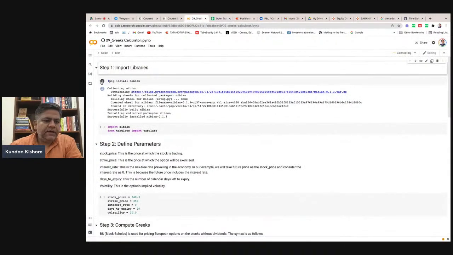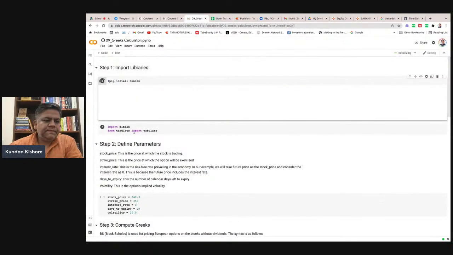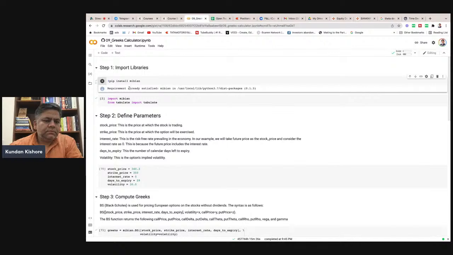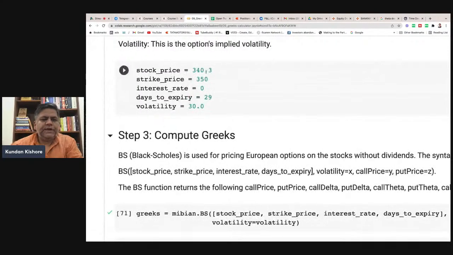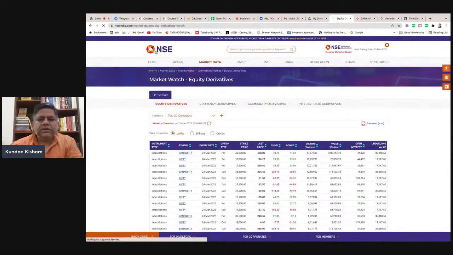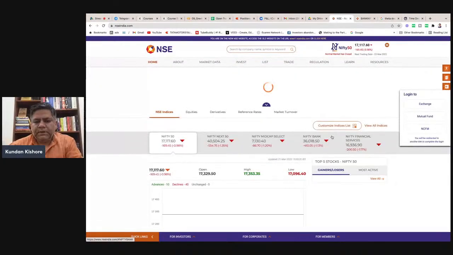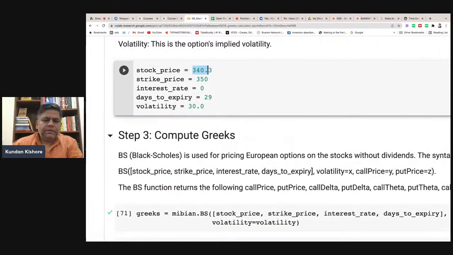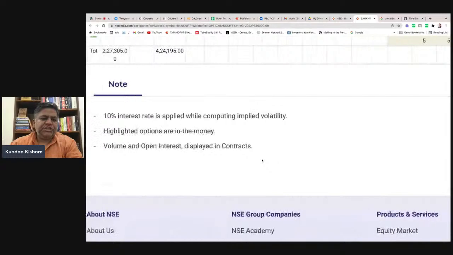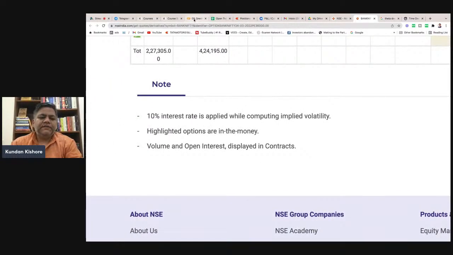So let's run this code first. Now let me just enlarge it. For the stock price, we have to see what the underlying Bank Nifty is. Underlying is 36,018. Let's talk about the call price: the 36,500 call. Interest rate, as you all know, the exchange itself tells you that they take the interest rate as 10%, so I have given 10% here.